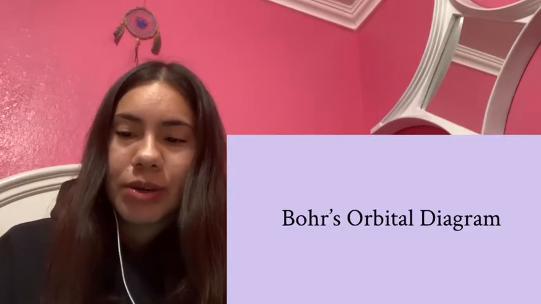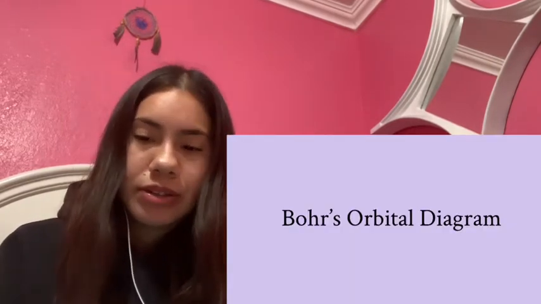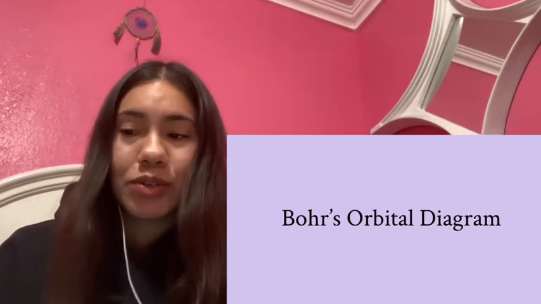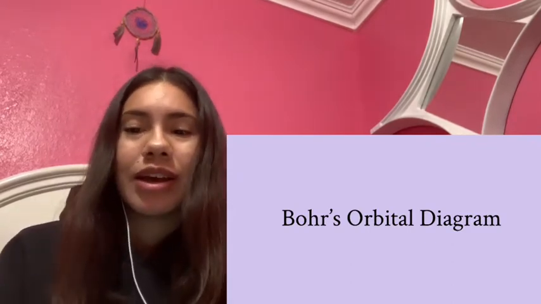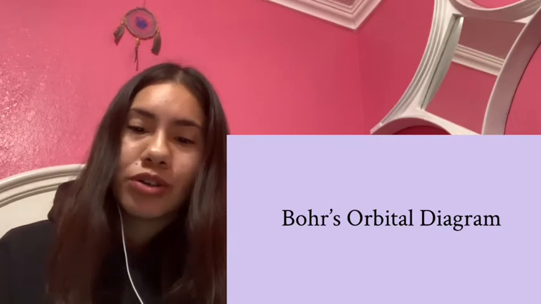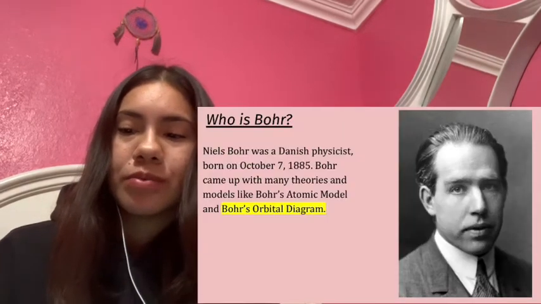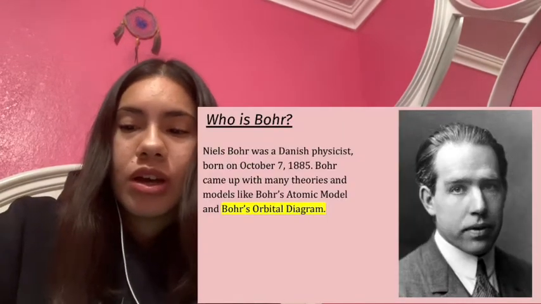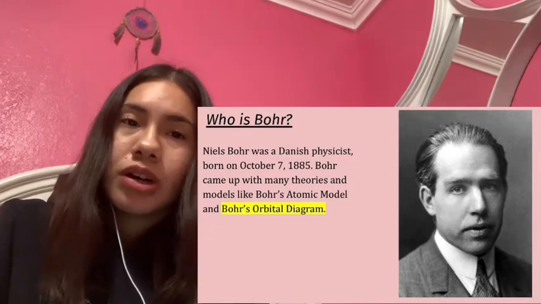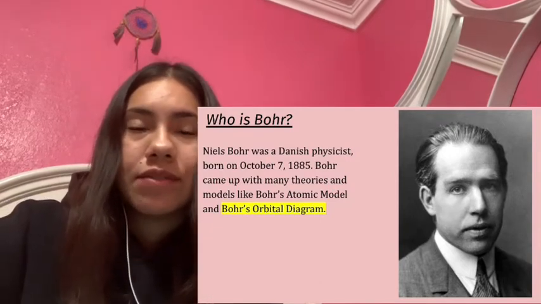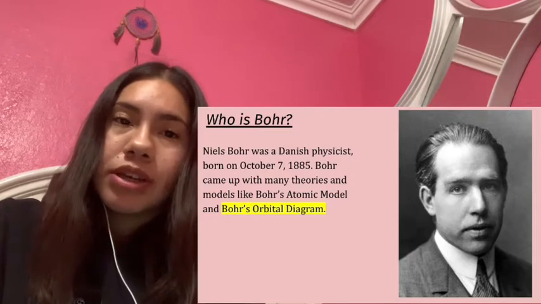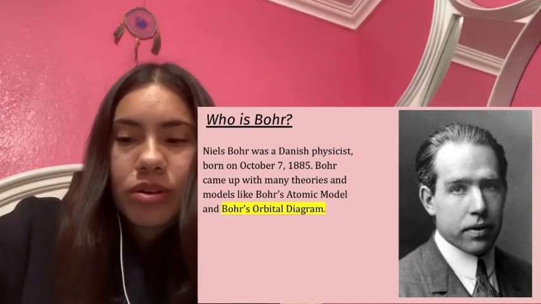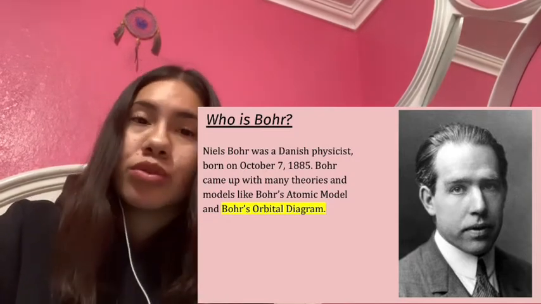We're going to begin with Bohr's orbital diagram first. Before we get into how the diagram looks and how to draw it, we first want to know who came up with the diagram. So who is Bohr? Niels Bohr was a Danish physicist born on October 7th, 1885. Bohr came up with many theories and models, like Bohr's atomic model and Bohr's orbital model, which we are going to be looking at today.